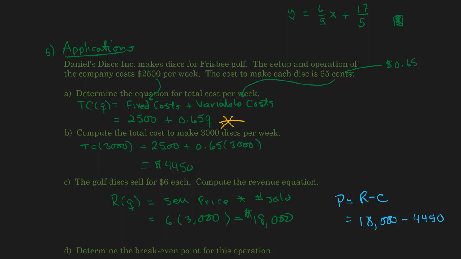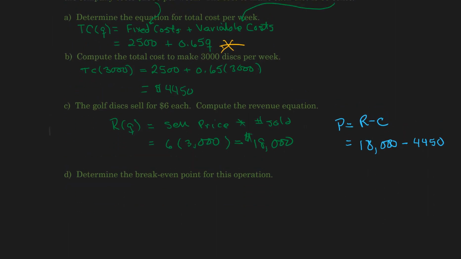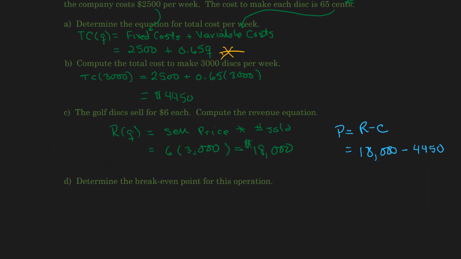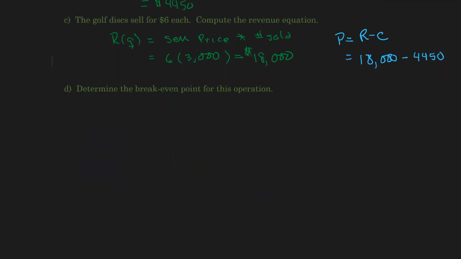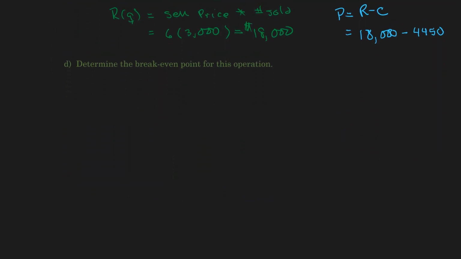The last thing we're asked to do here is to determine the break-even point. Now, break-even points occur when your revenue equals your profit. Okay, so, I'm sorry, not our revenue equals our profit, our revenue equals our cost.